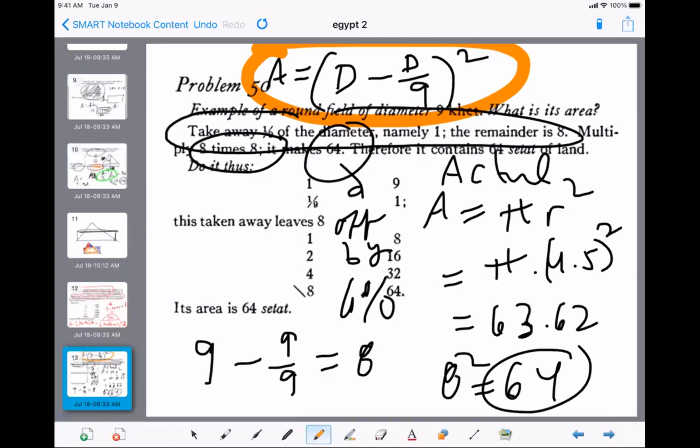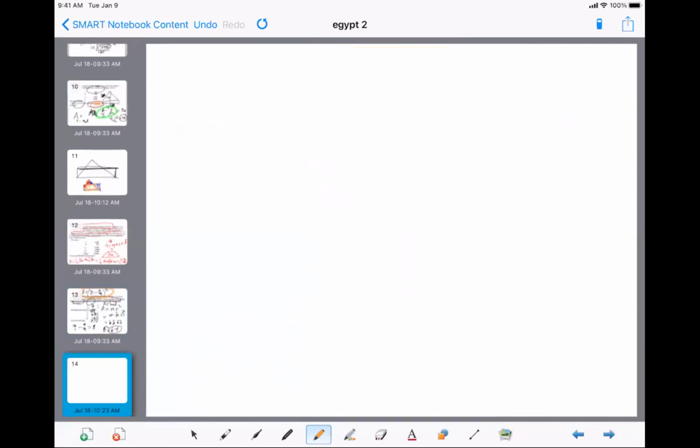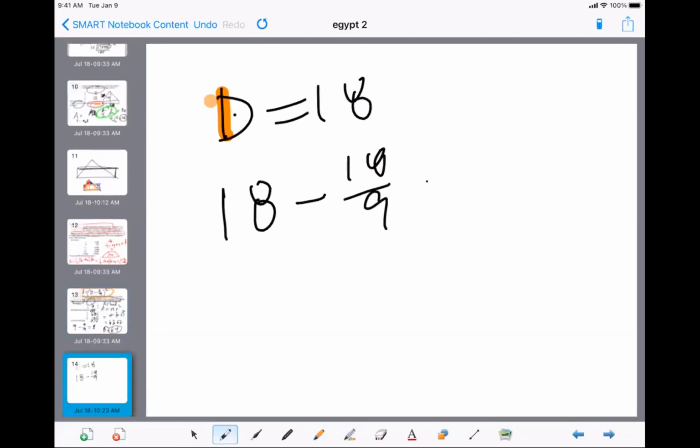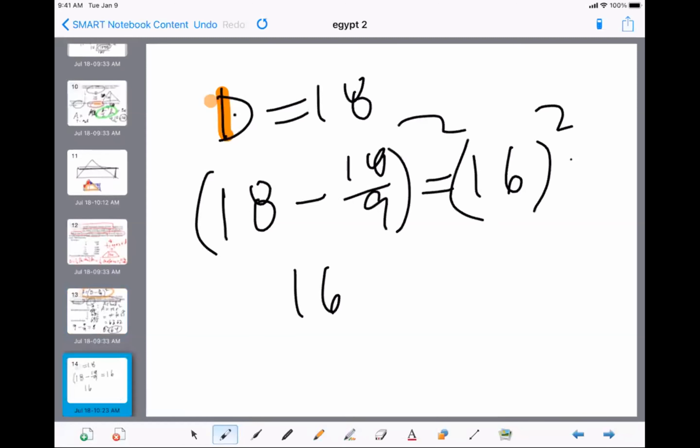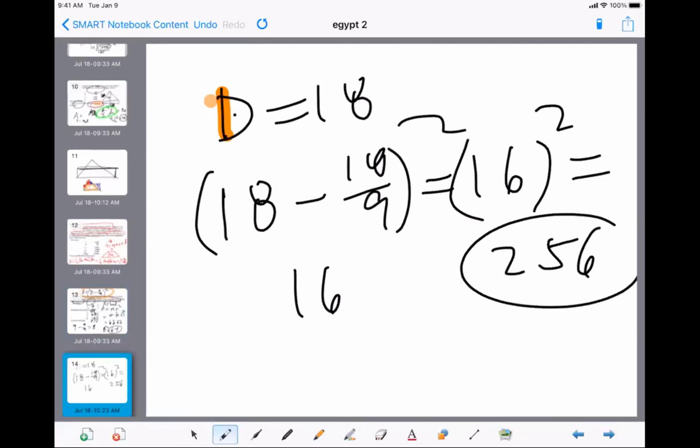Questions like that show that you're thinking, okay, wait, is that 9 because the diameter was 9? Do I always divide it by itself? No, it's always going to be divided by 9. So, for example, if the diameter instead was 18, we would do 18 minus 18/9, which would become 16. And then you would do 16 squared. So it's always over 9.